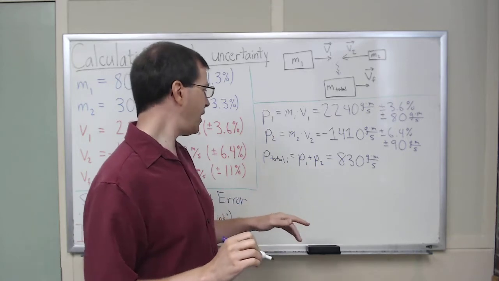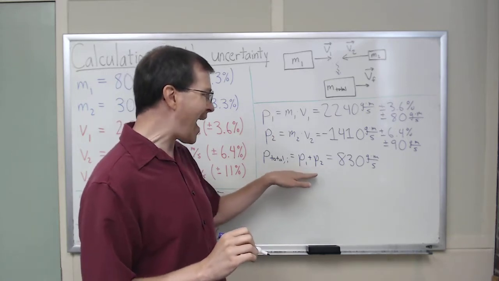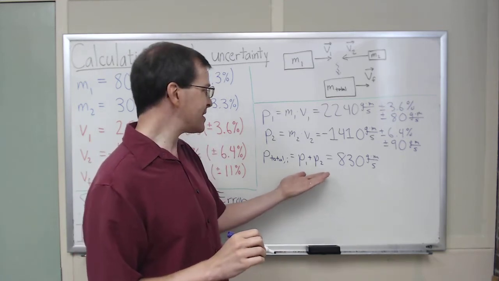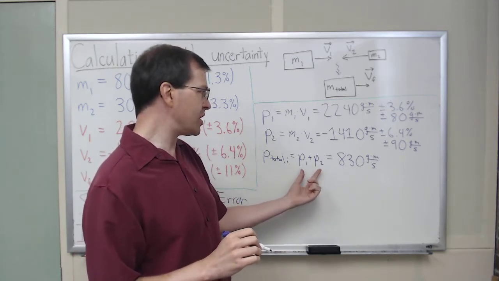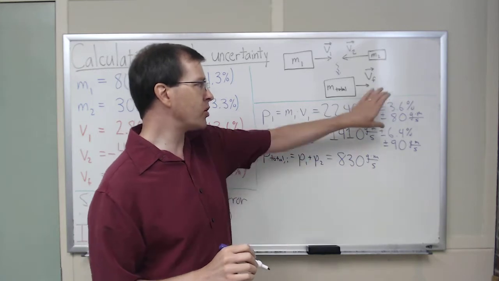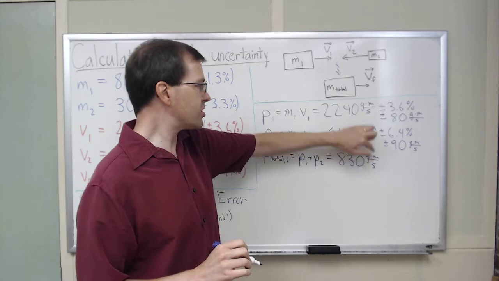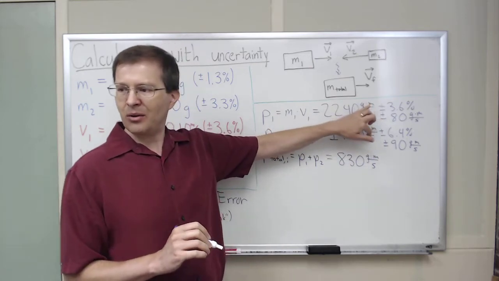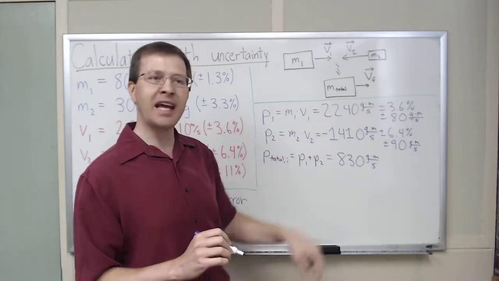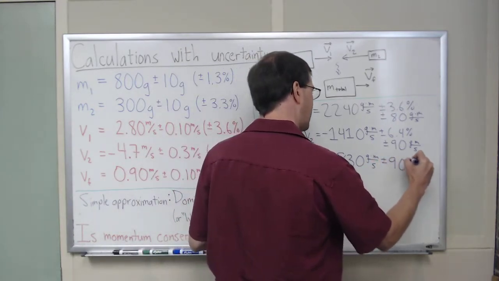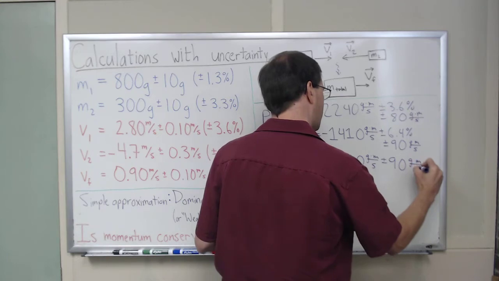And when I add and subtract, my rule is that here I have the same units for P1 and P2. I don't compare the relative errors. I compare the absolute uncertainties, not the relative uncertainties. So here, looking at those, the 90 is a bit bigger than the 80. So this is plus or minus 90 gram meters per second.